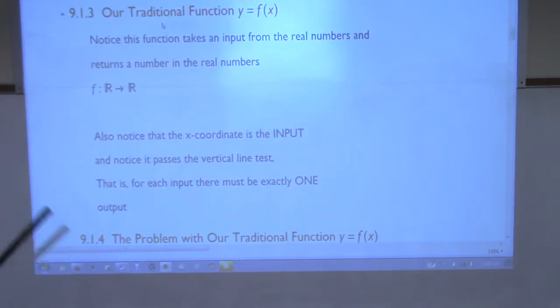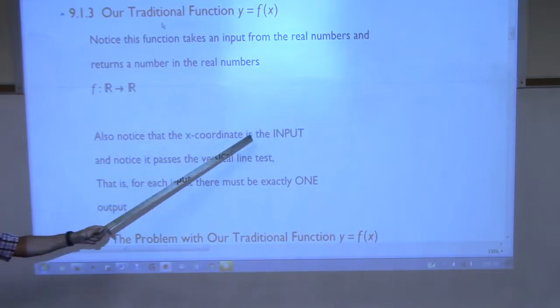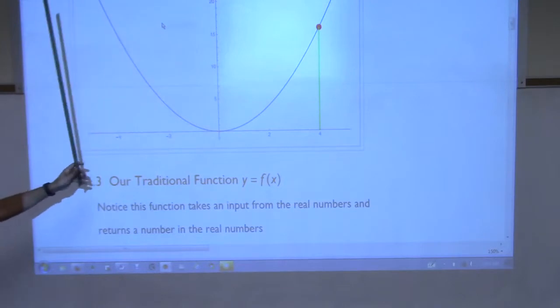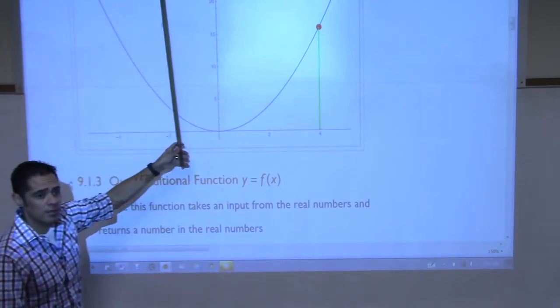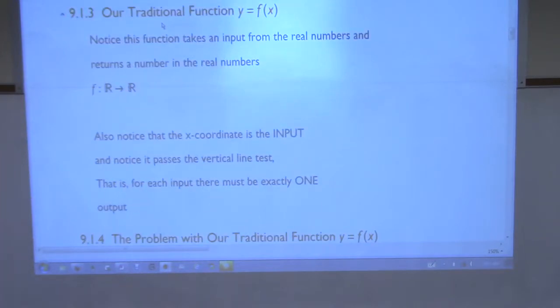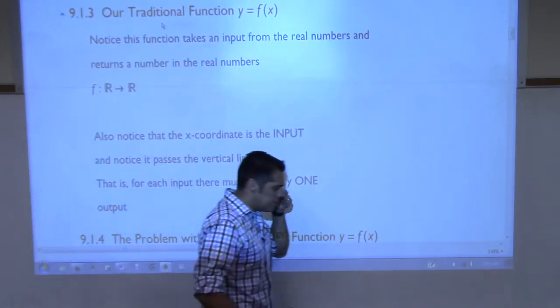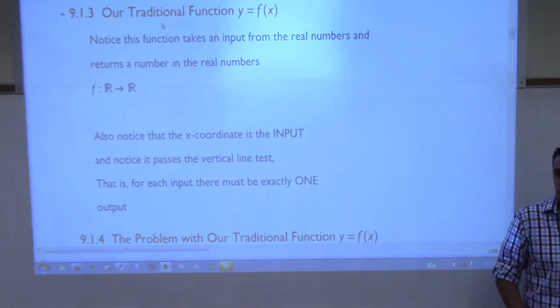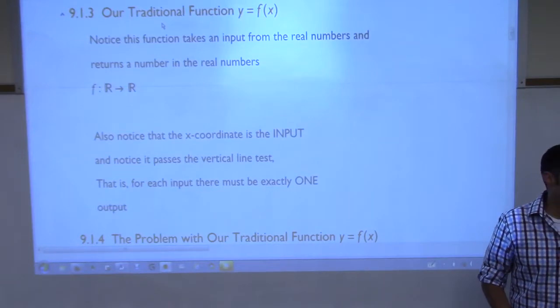So also notice that the input is actually the x-coordinate of our point. The graph passes the vertical line test. That's what makes it a function, right? And that means for each input, every time you plug an input in, there is exactly one output. If that doesn't happen, it's not a function.